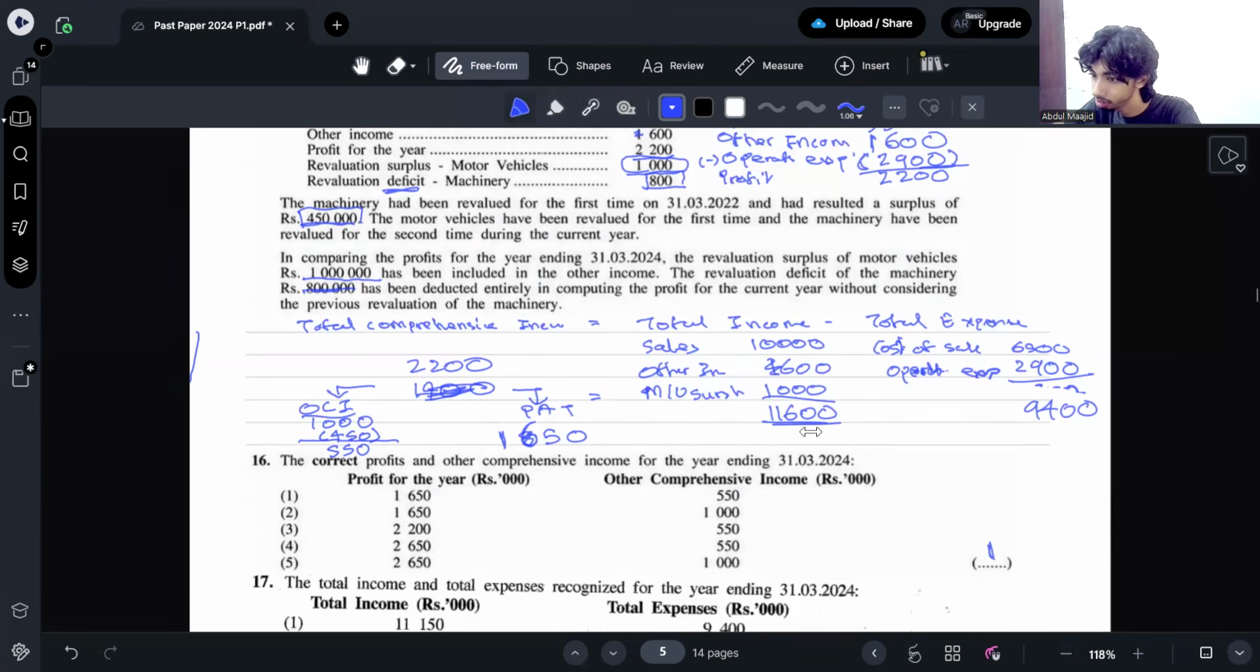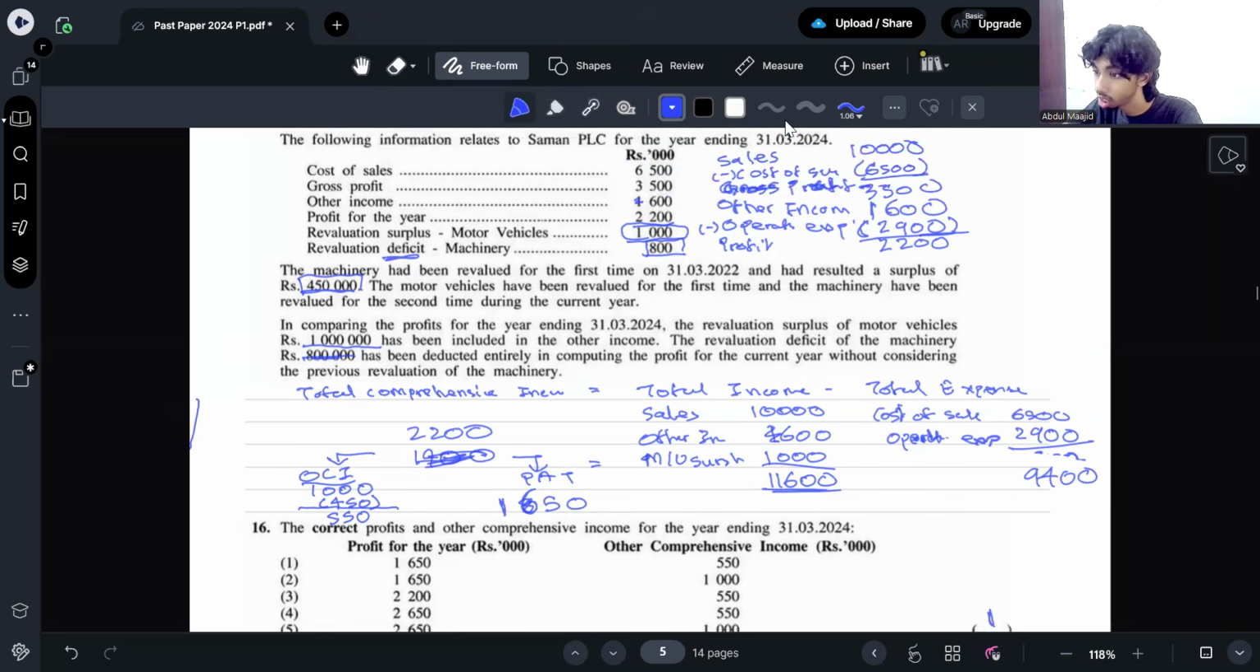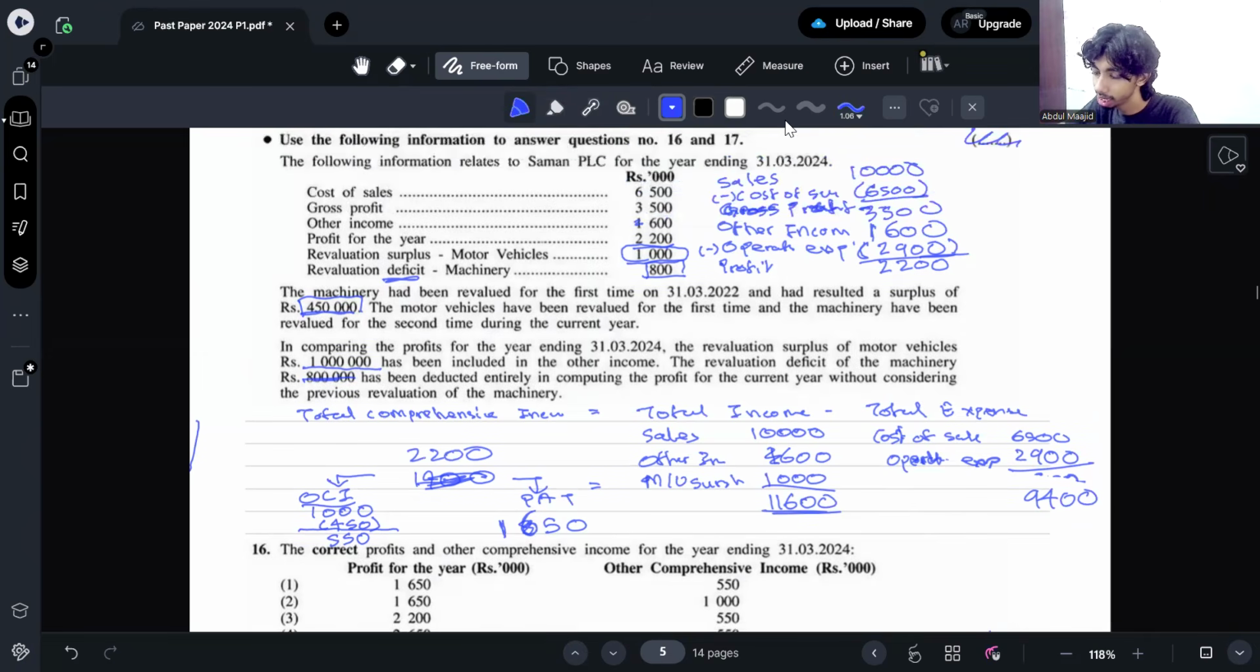Can't we simply add 850 and 800? Add to what? What is 850 and 8? Okay, yeah, 2,200. So you can find your profit this way also. Here they have given a profit of 2,200. Okay, from this they have recorded the revaluation surplus in other income. You can deduct the revaluation surplus 1,000. And they have deducted the entire revaluation deficit when calculating profit, right?